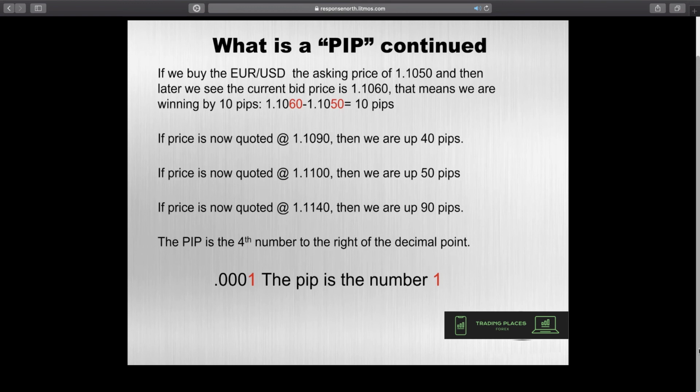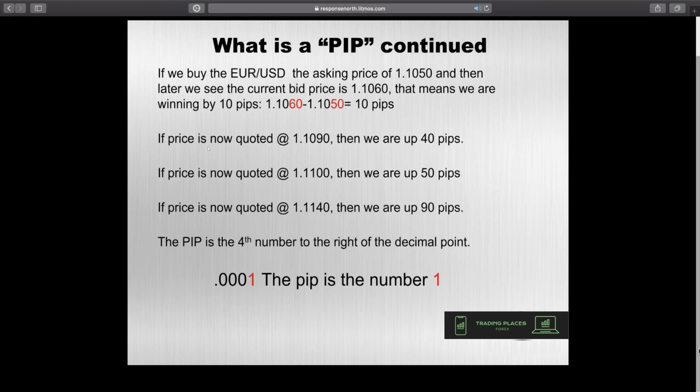Okay? So if we do buy this at the asking price of 1.1050.0, there will be another 0 here on most of your quote machines, but we'll use this for now. What I see in my mind is 50. I'm buying at 50 pips. I'll look at the last 2 numbers. Okay, so if we bought at 50 and then later we see the current bid price is 1.1060, hey, that means we're winning by 10 pips. Right, 60. I bought it at 50. I can sell it at 60. 60 minus 50, that's 10 pips. Trading the full lot, which is $10 a pip, that's $100 we just collected, right?